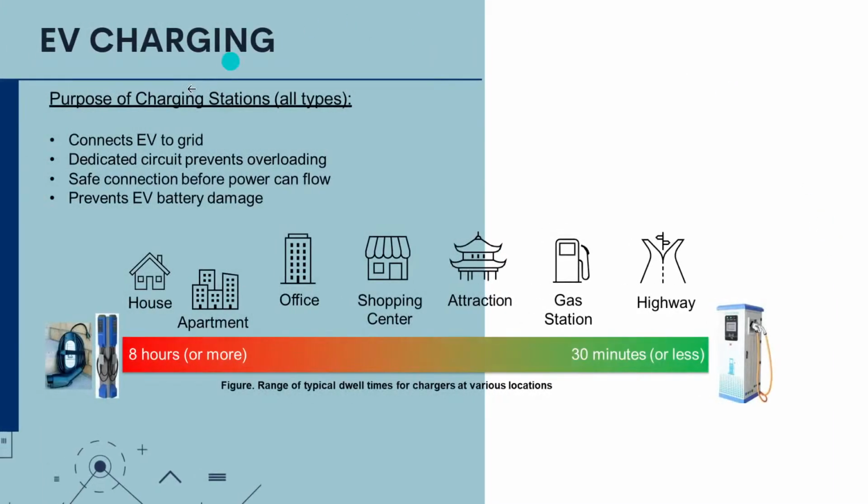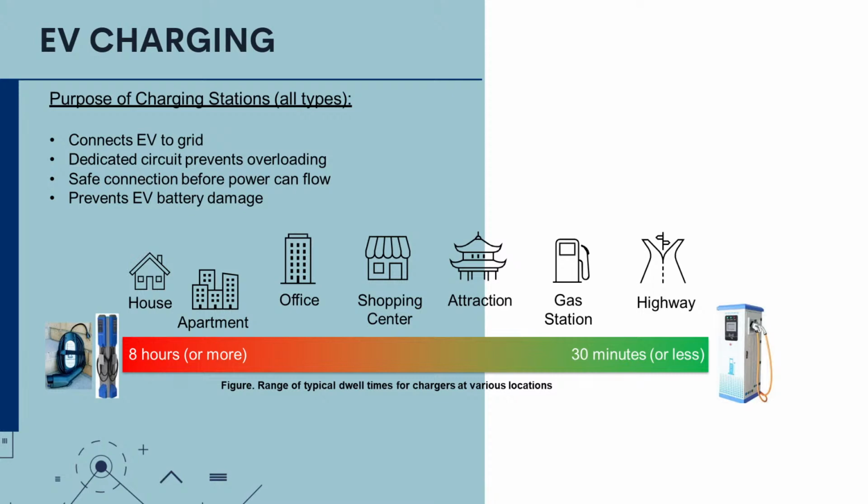Next, we will see EV charging. Charging stations for electric vehicles serve several important purposes to ensure safe and efficient charging. First, connecting the electric vehicle to the grid. Charging stations are like a bridge between the electric vehicle and the electric grid. They provide the interface for electric vehicles to draw electrical energy from the grid for charging.